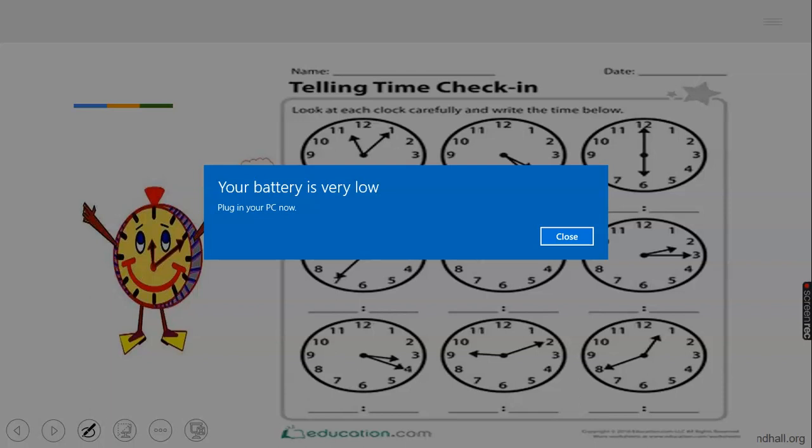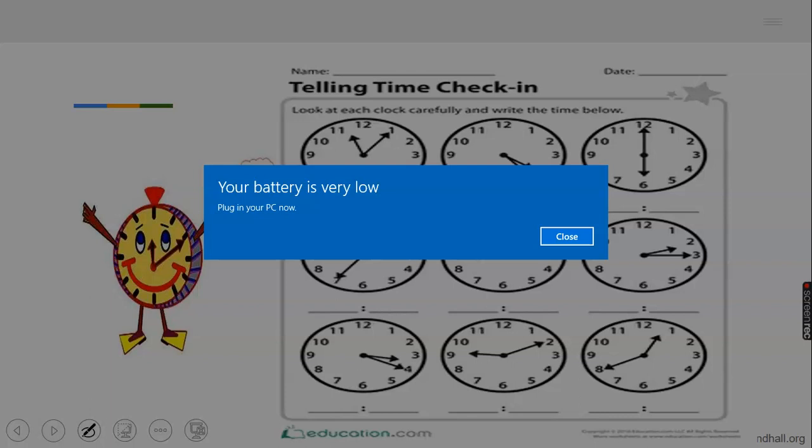Okay, let's look at the next one. What is this? The long hand is on 12, and that is what? O'clock. But what is the hour? 1, 2, 3, 4, 5. The short hand is facing 6. So that's 6 o'clock. Is that taken? Okay, let's do this one.